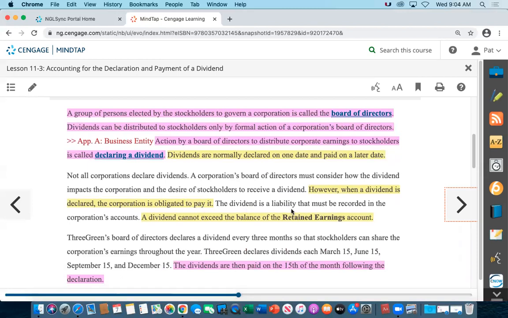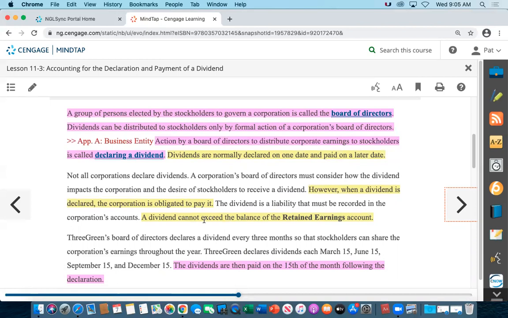Okay, dividend is a liability, but is recorded like we talked about, into retained earnings. It's like a debit. It's like a drawing account. It's increased with the debit, and it lowers your capital. It lowers your retained earnings.